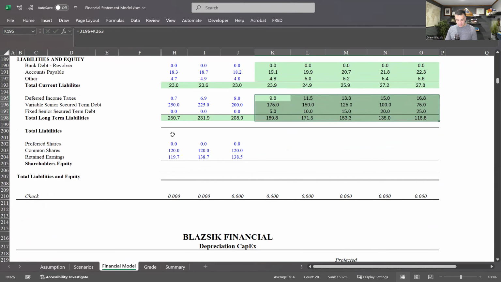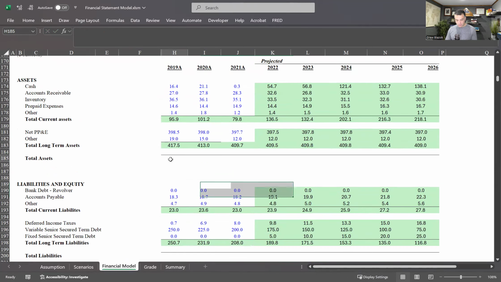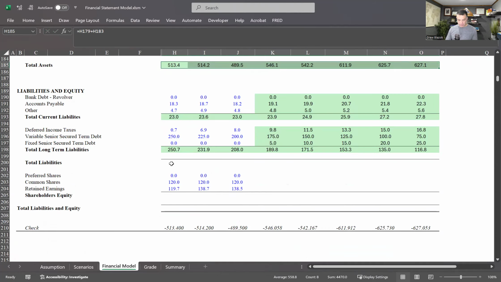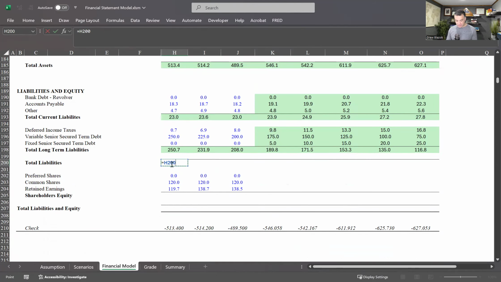Okay, next, I forgot to do this. We have to add up the total assets. What is total assets? Well, it's the current assets plus the long-term assets. We'll have that go across. Next, I want to total up the total liabilities. Well, that's going to be the long-term debt plus the current liabilities, short-term. I think my green cell might be, I forgot to turn that part on. Yeah, I forgot to turn it on.